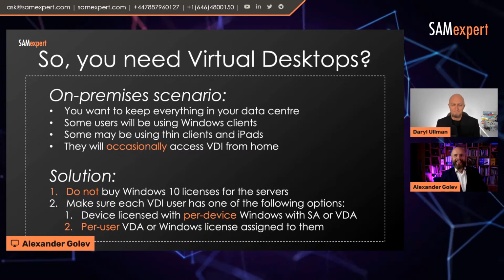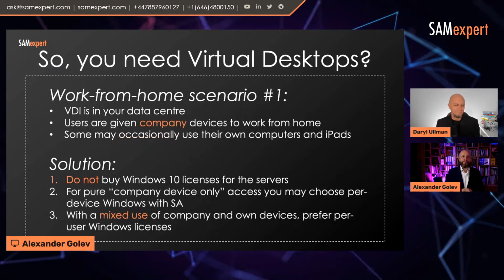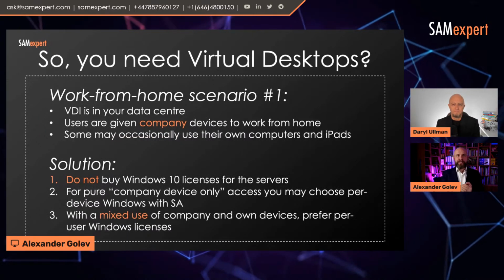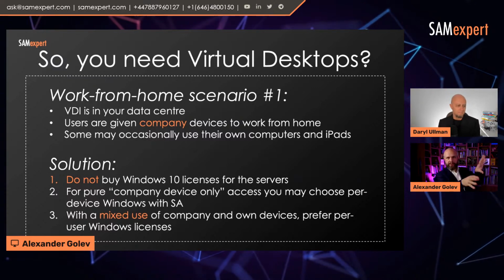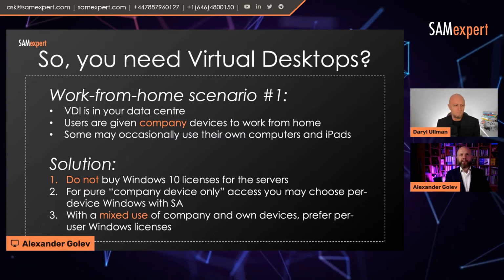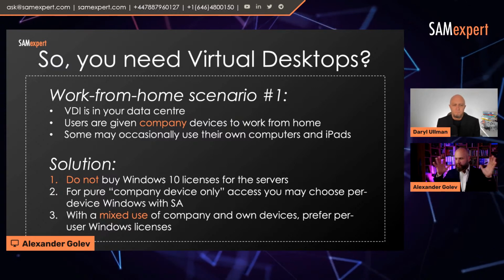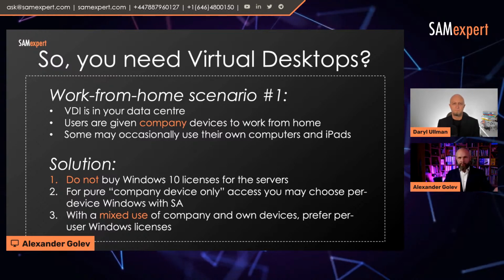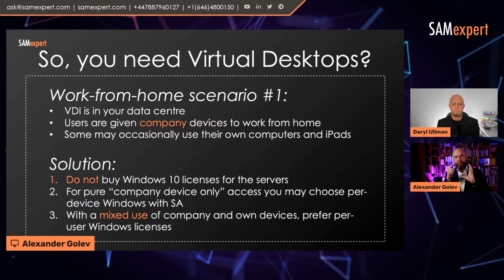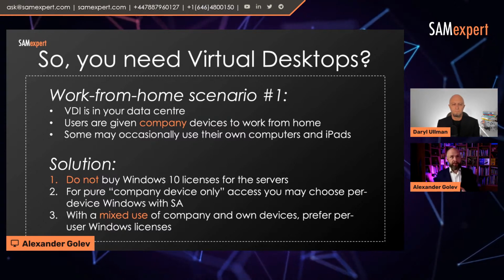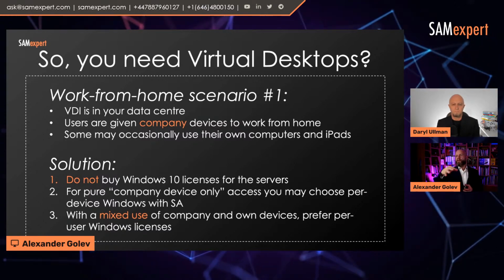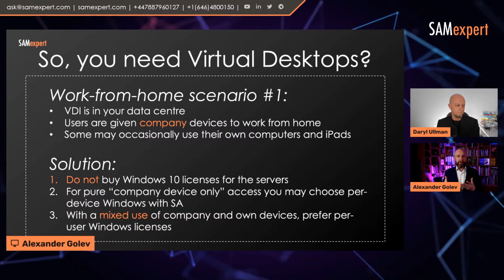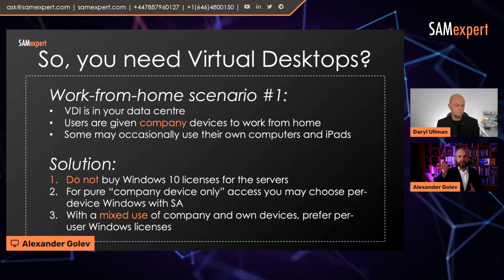Right. So a work from home scenario, which is, well, COVID, pandemic. VDI is in your data center, so it's still somewhere in your office, running in your office. Users are given company devices because you're sent home to work from home, and you're told, this is a company device, use it from home to access our VDIs. But some of them, because that's a very common scenario, may occasionally log in through VPN and Citrix interfaces using their own computers and iPads. Again, I'm only showing you common scenarios that I deal with.